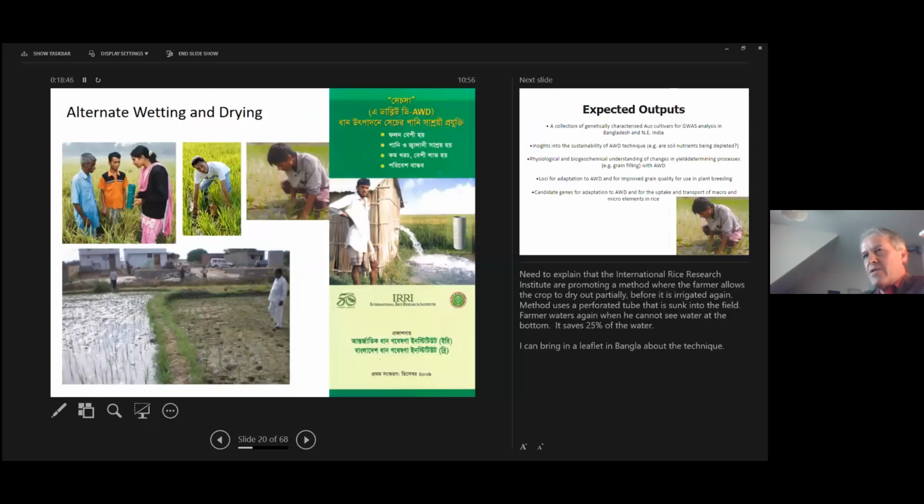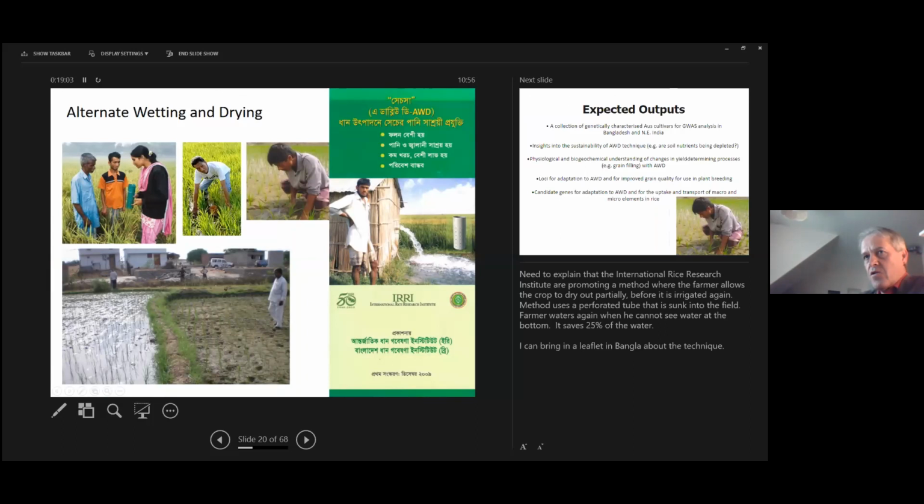And I need to maybe just say a little bit about what alternate wetting and drying is. It's a technique, as I say, being heavily promoted in Bangladesh. Here's a leaflet made by the International Rice Research Institute in Bangla.